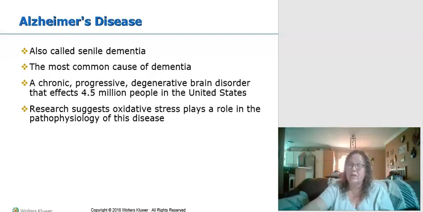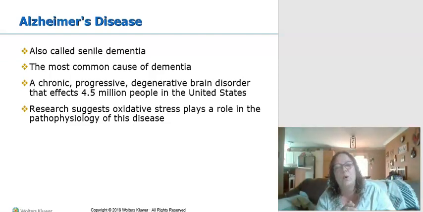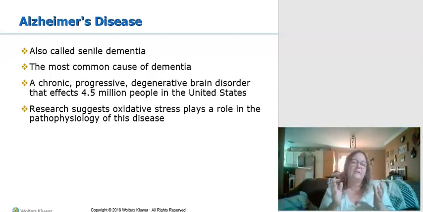To briefly touch on Alzheimer's disease, we'll cover this more in our psych portion. It is often called senile dementia. It is the most common cause of dementia. It's a chronic progressive degenerative brain disorder that affects about 4.5 million people in the United States. Research suggests that oxidative stress plays a role in the pathology of this disease, so take that for what it's worth.